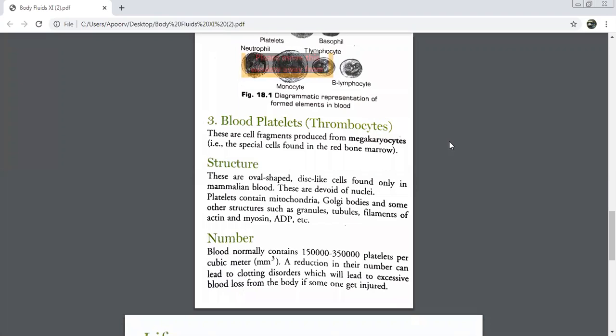RBCs can diffuse out through the capillary wall. WBCs cannot diffuse out through the capillary wall. RBCs form rouleaux due to abnormal shape, and WBCs do not form rouleaux. RBCs help in gaseous transport, and WBCs help in killing foreign particles. She's given all. I don't think she's missed out on anything.